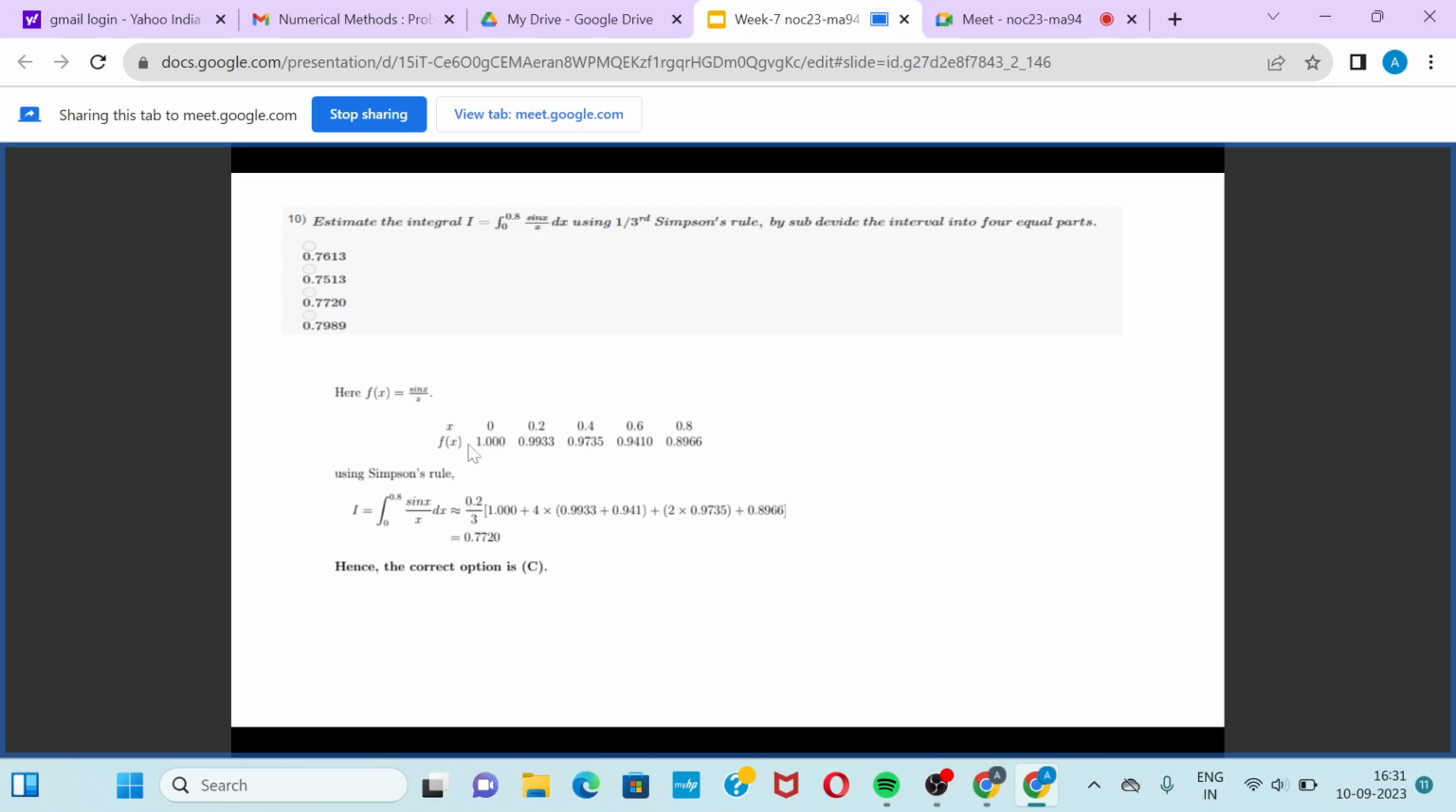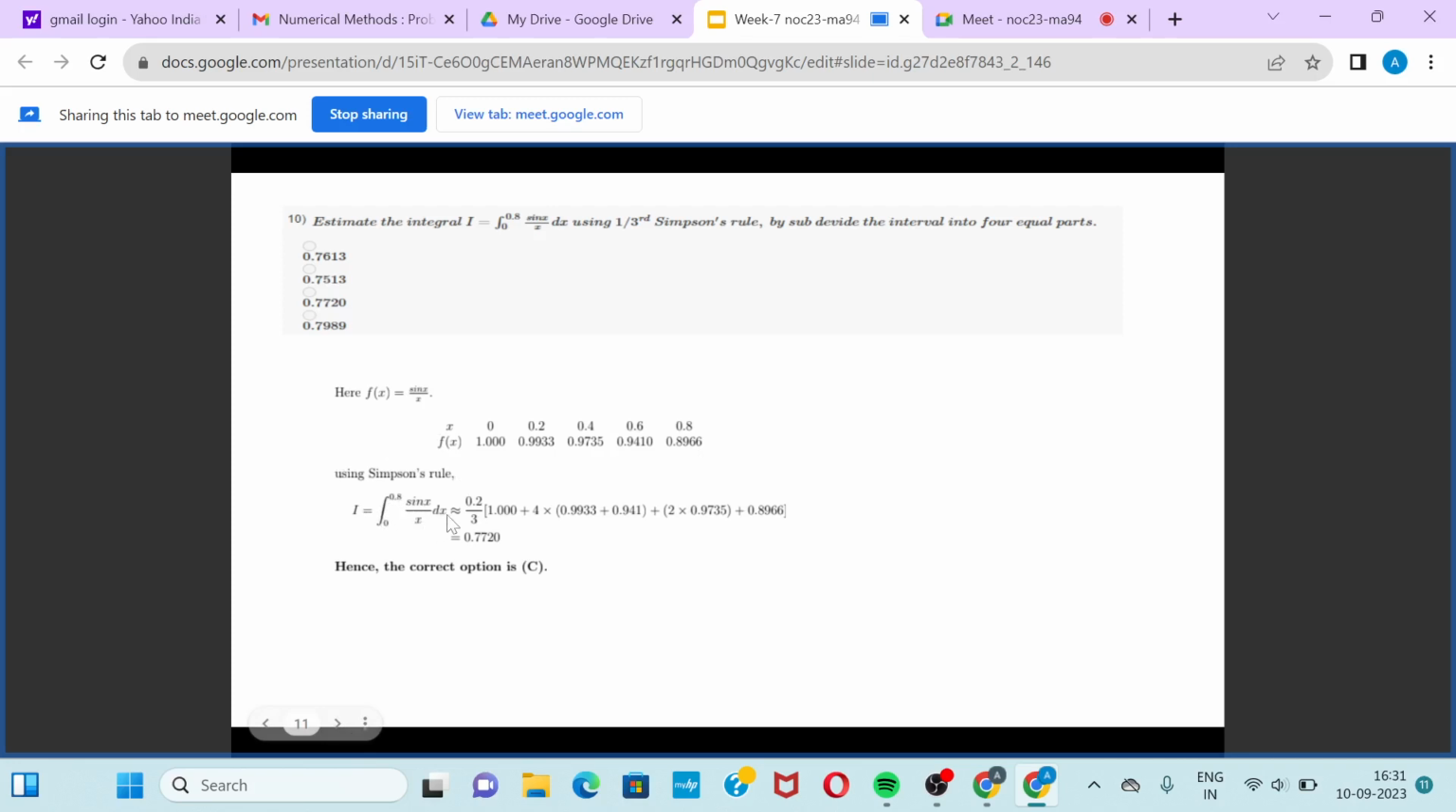Now calculate the corresponding function values. Substituting x as 0, for 0 you can take the limit x tends to 0, so it will be 1.000. Then for 0.2 you'll get 0.9933. Similarly for 0.4 you will get 0.9735, for 0.6 you will get 0.941, and for 0.8 you will get 0.8966.